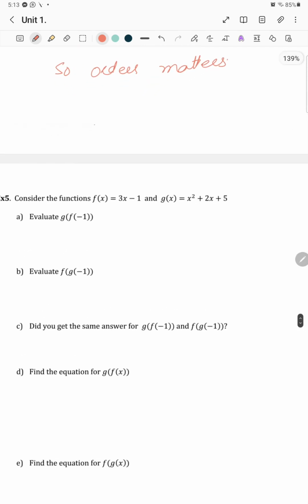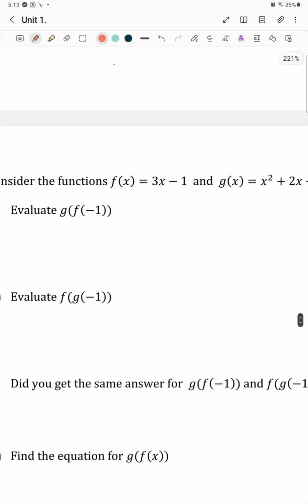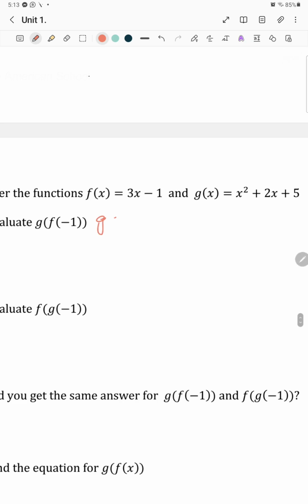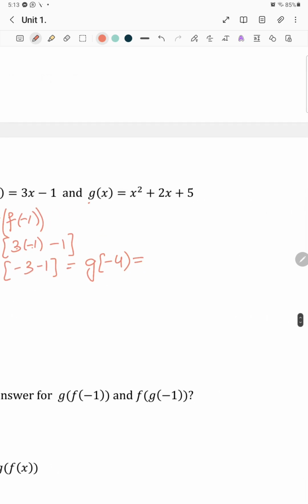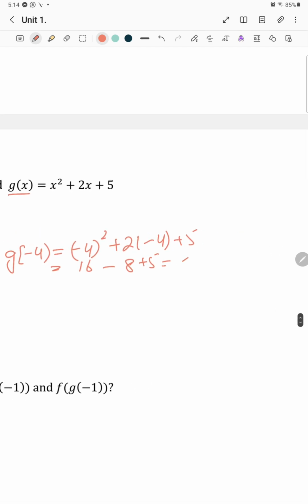Consider the function f of x and g of x. Evaluate g f of minus 1. So it would be g f of minus 1, which will be equal to g. What about f of minus 1? 3 times minus 1 minus 1. G minus 3 minus 1. G minus 4. So g minus 4 is equal to, put minus 4 here, minus 4 square plus 2 times minus 4 plus 5. 16 minus 8 plus 5. 8 plus 5, 13.